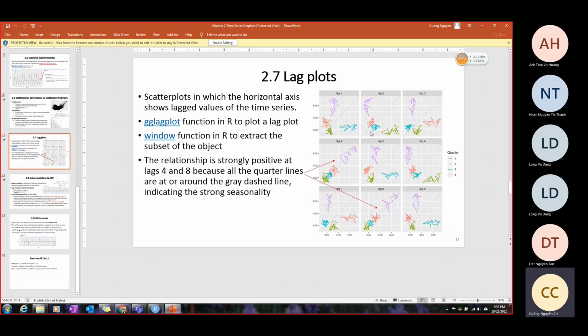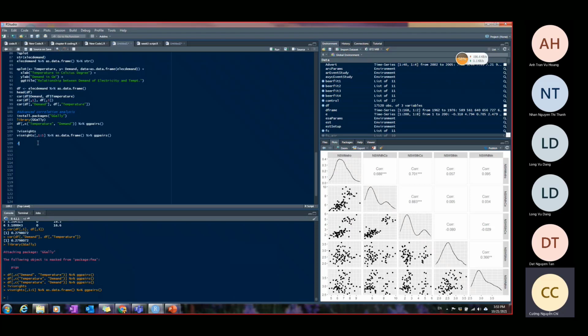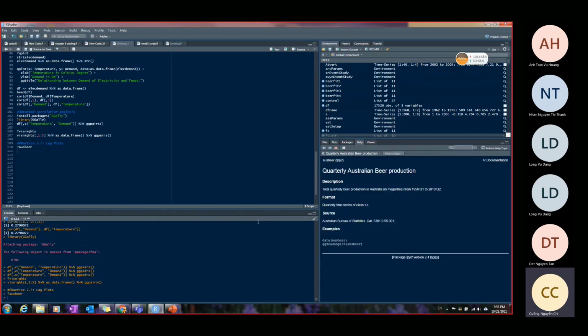For example, I'll give you an example. First, I will take the plot, 2.7, okay, about the lag plot. And one more time, I want to use the Australia beer data to plot this. This is the quarterly Australia beer data, all right? I want to check the data structure or the head of the data, if you want to see it. For the US beer. Okay, so you see over here, okay, if I want to make it more like about 20. Okay, so this is the data.